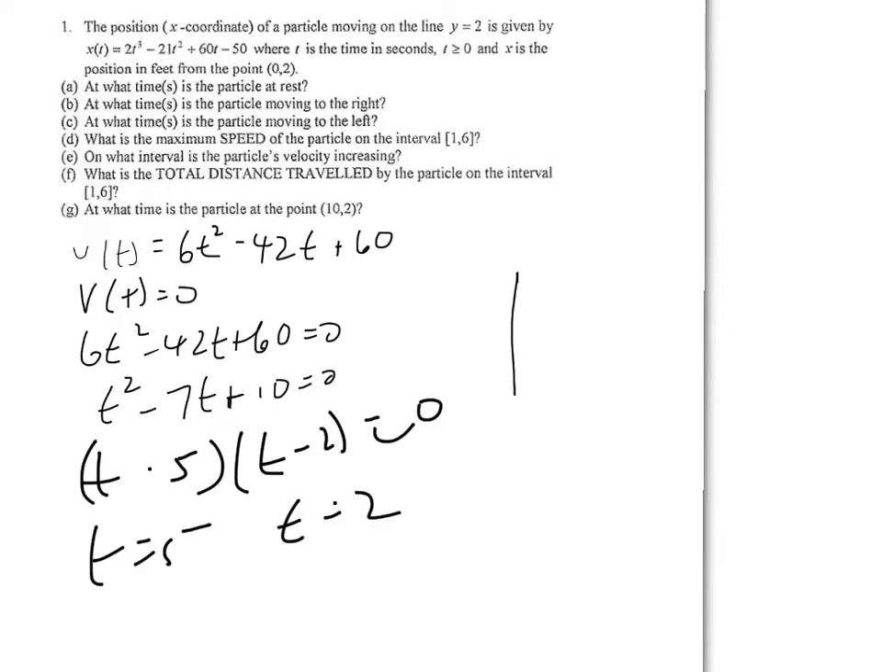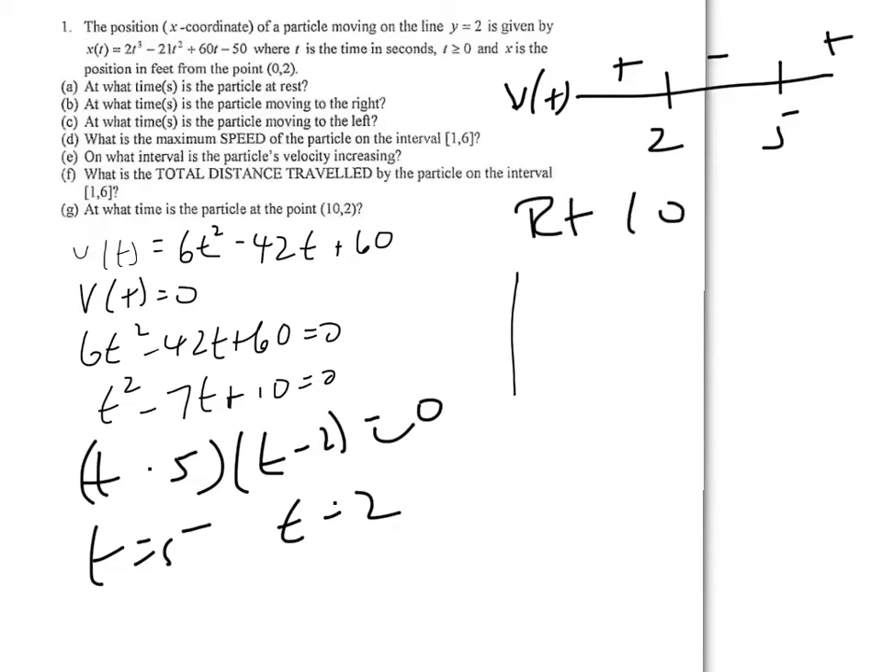At what time is the particle moving to the right? So we know this is our v of t number line. We know that's 2, that's 5, it's a parabola, and that t is positive. We know it has that shape, so we know that it's going to be moving to the right from 0 to 2 and 5 to infinity. It's going to be moving to the left from 2 to 5.